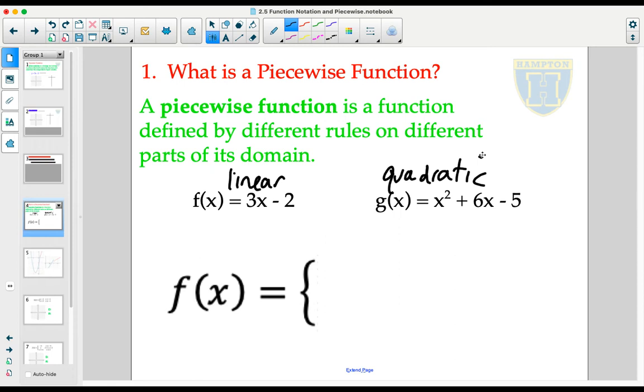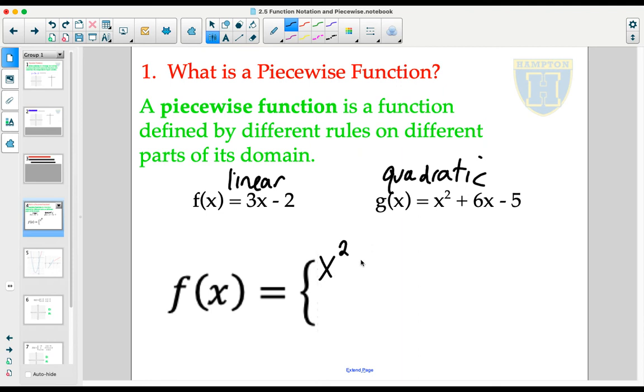Thinking of these two graphs separately, I would have a line and a parabola sharing the same xy coordinate system. But thinking of them as a piecewise function, I could take elements of both functions and combine them together into one newer function. Naming this new function f of x, I really should have named it something else, because I already have an f and a g. I should have named it something like h or m. But for the purposes of this exercise, let's just call it f as our new function.